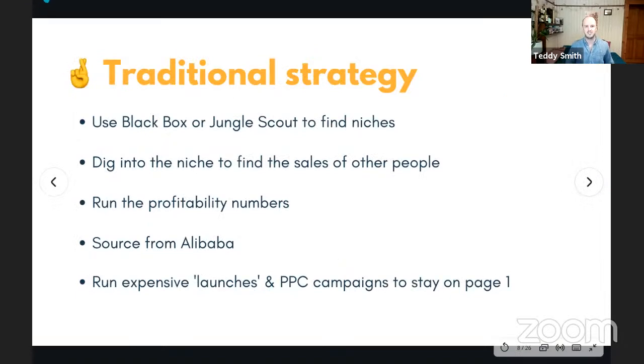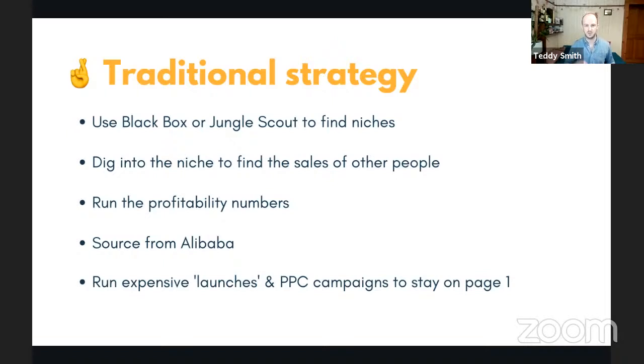So this is basically the traditional strategy for finding products on Amazon. Now, I've got a little fingers crossed emoji there, because that's kind of how I feel about this traditional strategy. It's kind of just like put it on Amazon and hope. But let's have a look at what traditional sellers have done. And let me know in the comments if you recognize any of these things that I'm talking about here.